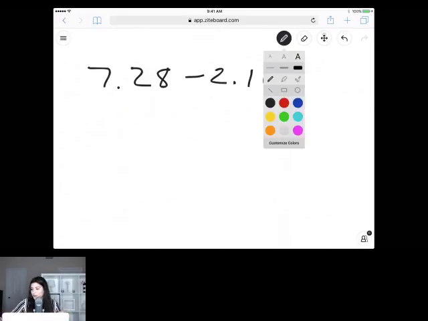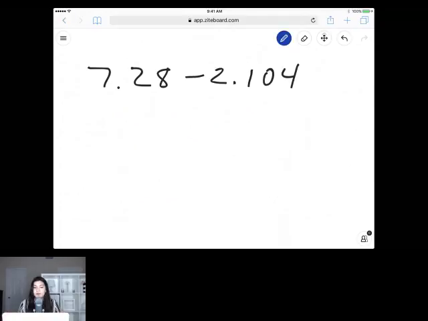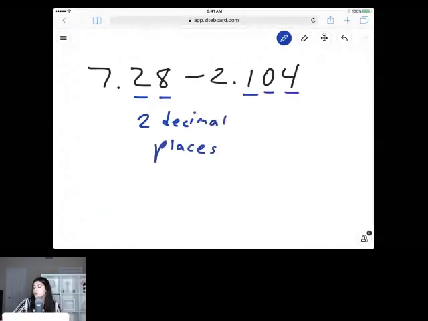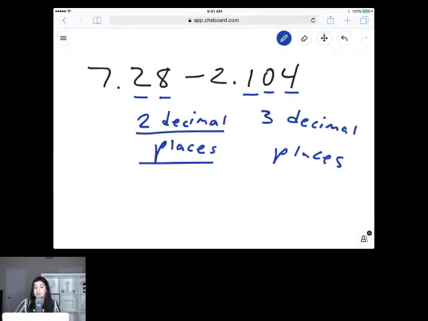Anyone remember the rule? The decimal places, beautiful. We look at the least amount of decimal places. So looking at 7.28, there are only 2 numbers after that decimal, so there are 2 decimal places. Versus our other number, which has 3 numbers after that decimal, so there are 3 decimal places. So we will only be rounding to the least amount of decimal places, so we're rounding to 2 decimal places.